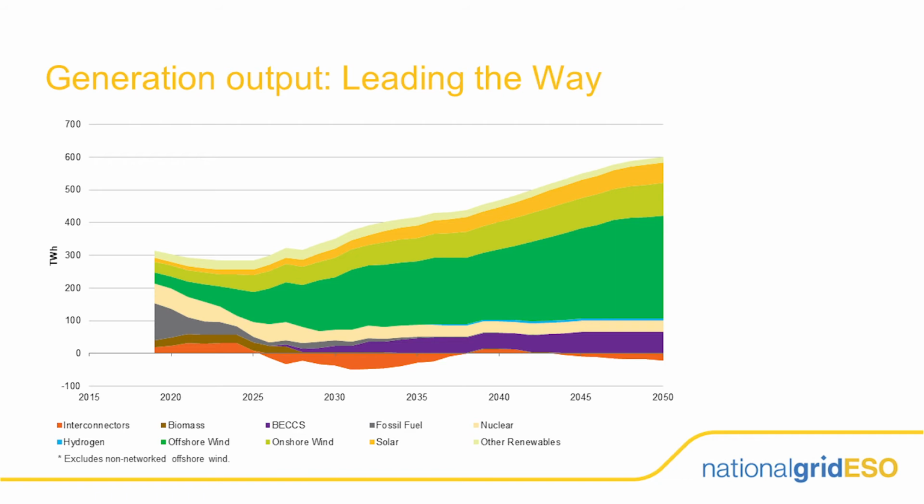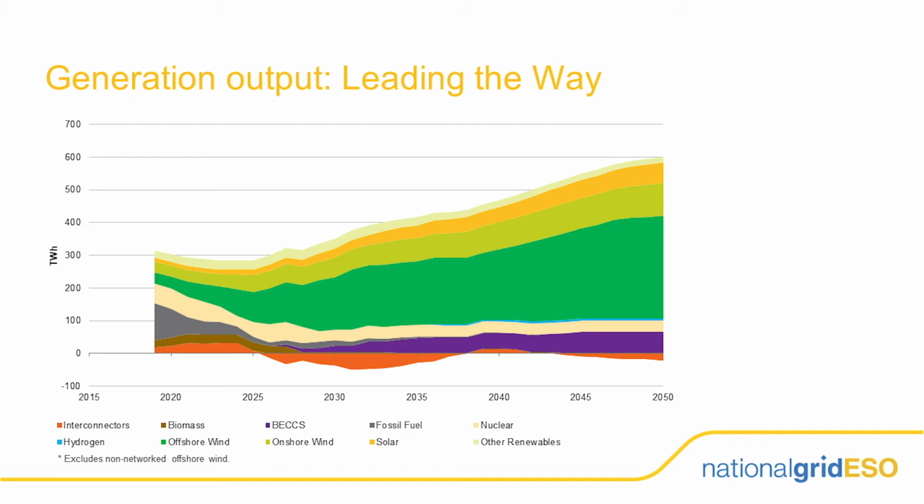Generation from biomass, which is shown in brown, drops when the subsidy is removed in 2027 and is gradually replaced by BECCS, which is shown in purple. And as noted, this provides negative emissions. Great Britain moves from being a net importer to a net exporter through the late 2020s and early 2030s. That's shown in the area in orange, specifically going below the 0 point.